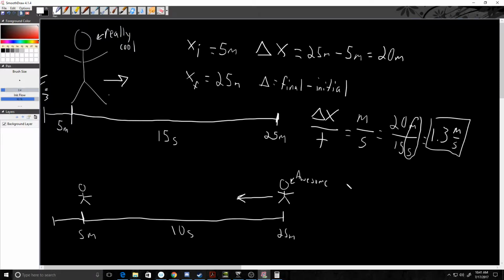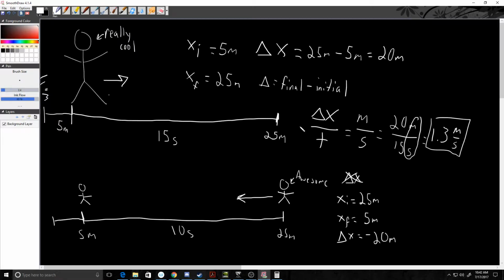Okay, so things we need to figure out. We need to look at our initial position, our final position, and our change in position. Time we'll bring back up. So in this case, our starting initial position was 25 meters away from the wall. Our final position was 5 meters away. So in this case, change in position is still final minus initial. This time it's 5 minus 25. Our change in position is negative 20 meters. Time this time is 10 seconds.